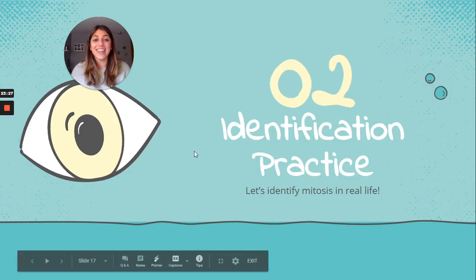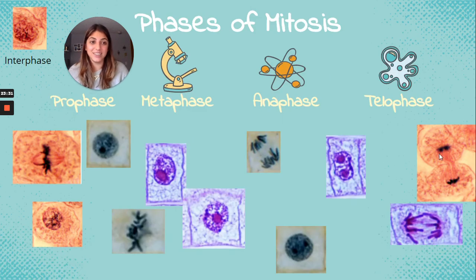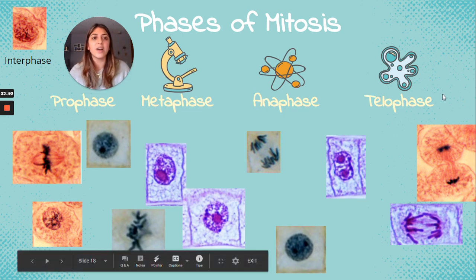Now let's try looking at real life cells. These are images of cells in an actual slide. As you can tell, it is quite different than the drawings that we see in our textbook, and it is a little bit more challenging. We have a mixture of animal cells and plant cells, but take a look at these cells and try to put them in the phase that they are in.